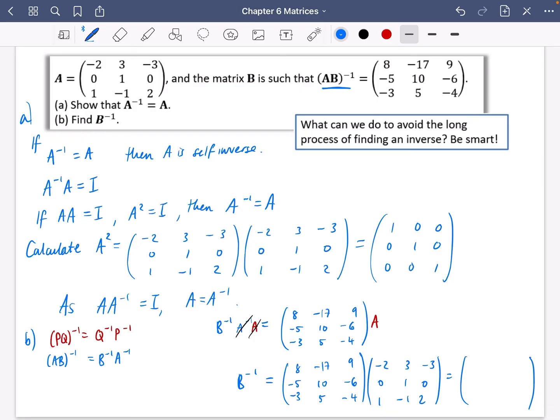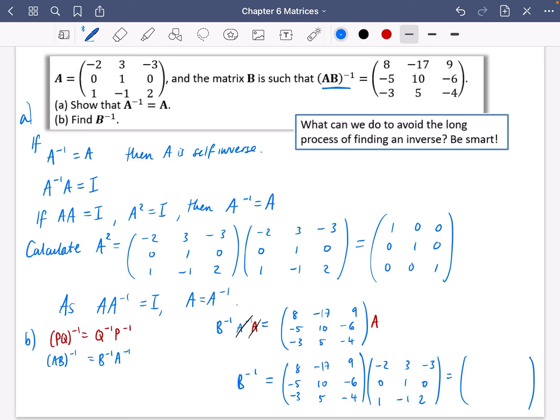So what is it? It's 8, minus 17, 9, minus 5, 10, minus 6, you can do this on your calculators at the same time, minus 3, 5, and minus 4, that's the first one. And then I've got minus 2, so easy to make mistakes here because you've just got so much typing in, 3, minus 3, 0, 1, 0, 1, minus 1, and 2.